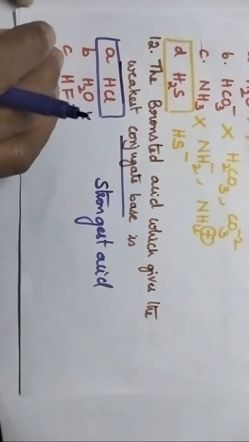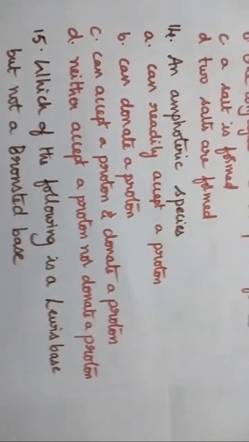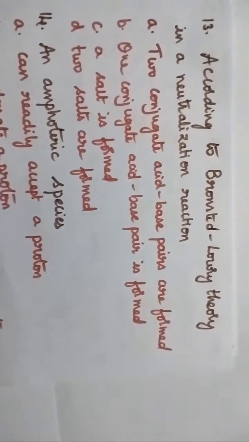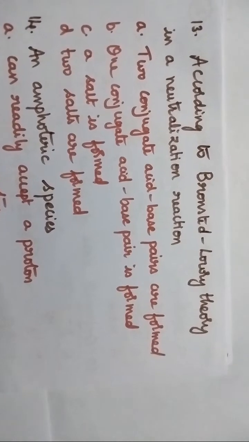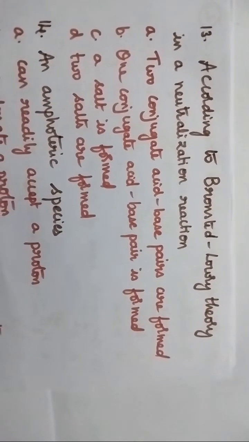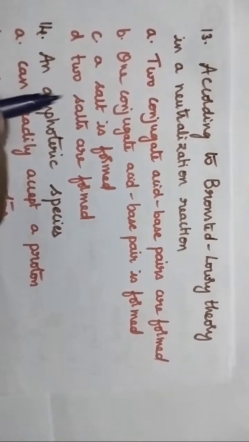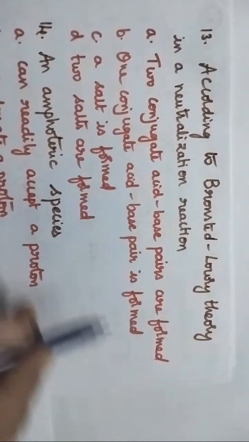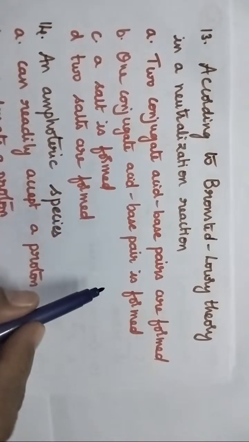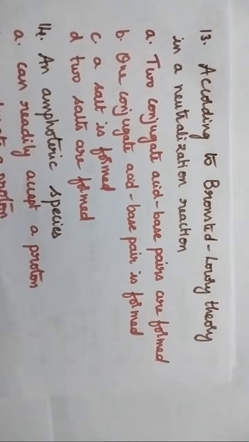Okay, Banu, very good. Let us move on to the 13th question. According to Bronsted-Lowry theory, in a neutralization reaction, I will read the given options. Option A, two conjugate acid base pairs are formed. One conjugate acid base pair is formed. A salt is formed. Two salts are formed. You have to identify what happens in a Bronsted-Lowry neutralization reaction. Be careful.